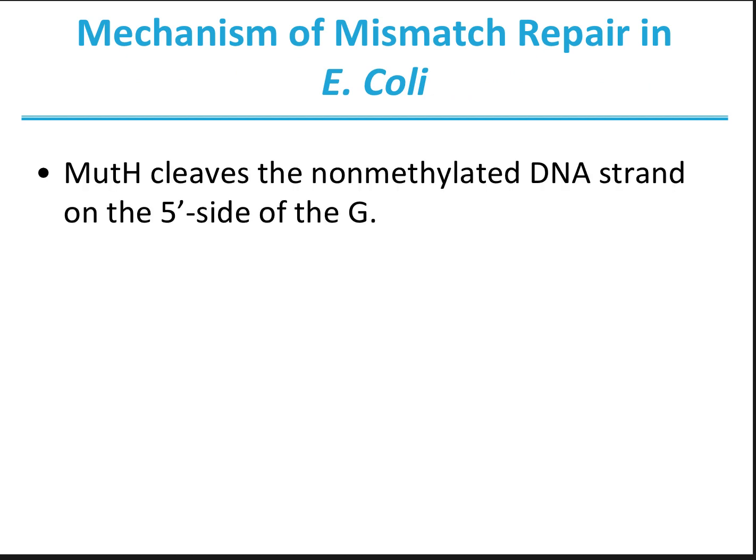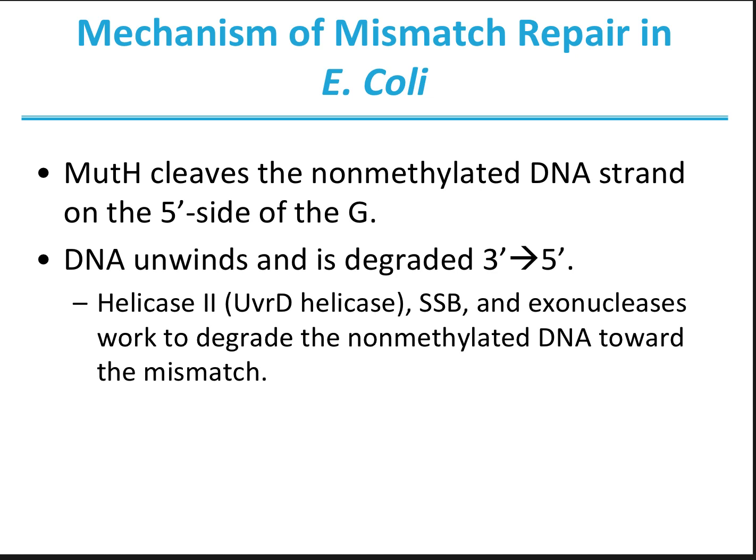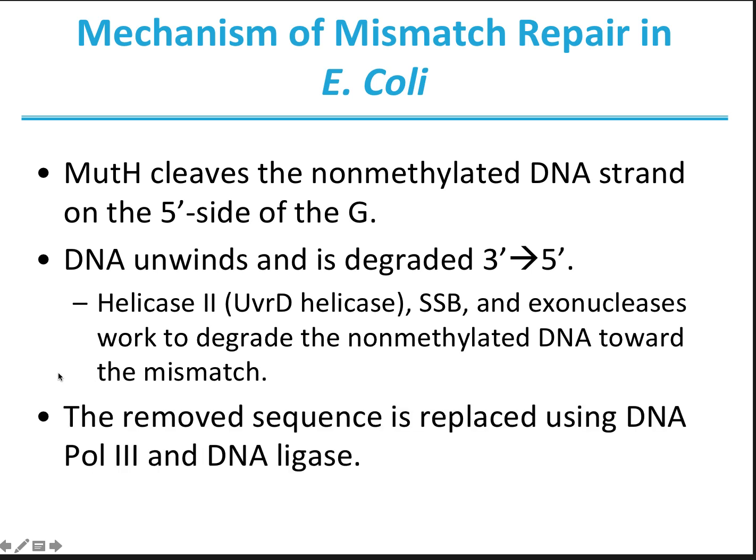So MutH cleaves the non-methylated DNA strand on the 5' side of that G. The DNA unwinds and is then degraded in a 3' to 5' direction. Helicase 2, also referred to as UvrD helicase, a single-stranded binding protein, and several exonucleases work to degrade the non-methylated DNA towards the mismatch, and that removed sequence is replaced using a DNA Pol III and a DNA ligase.